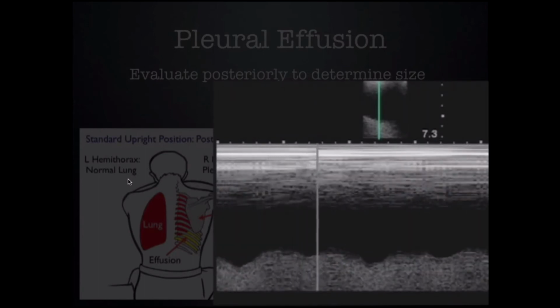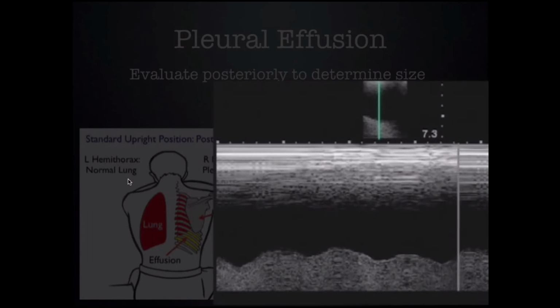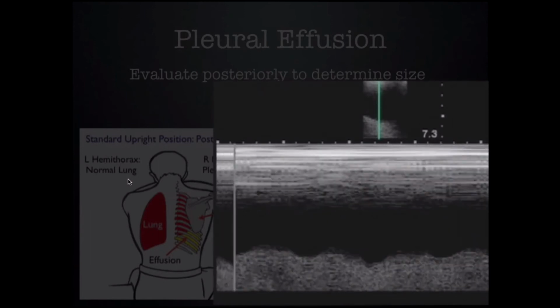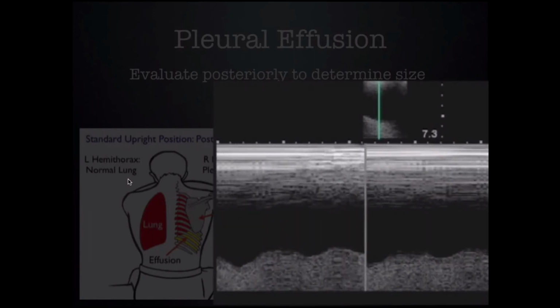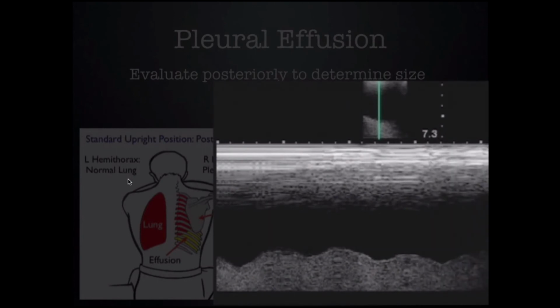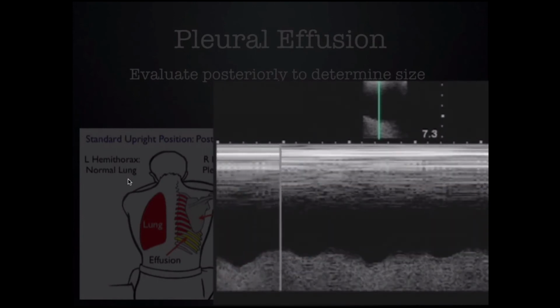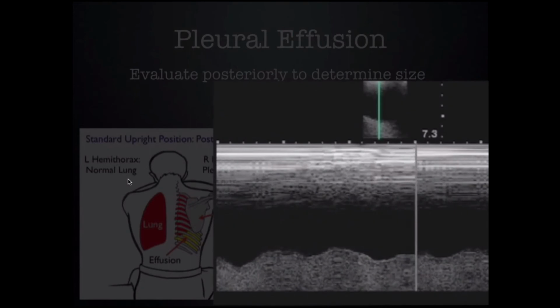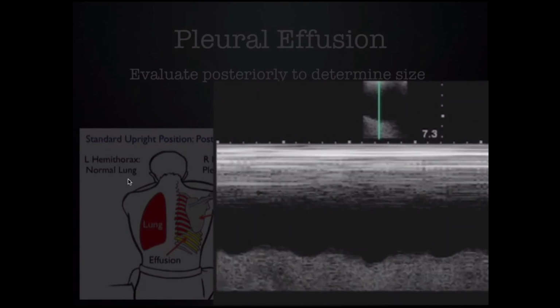Here we have 7.3 centimeters from the skin to the bottom of the screen. The lungs are at about 6 centimeters. So I know if I use a needle less than 6 centimeters, I will not hit the lungs with my needle and cause a pneumothorax.